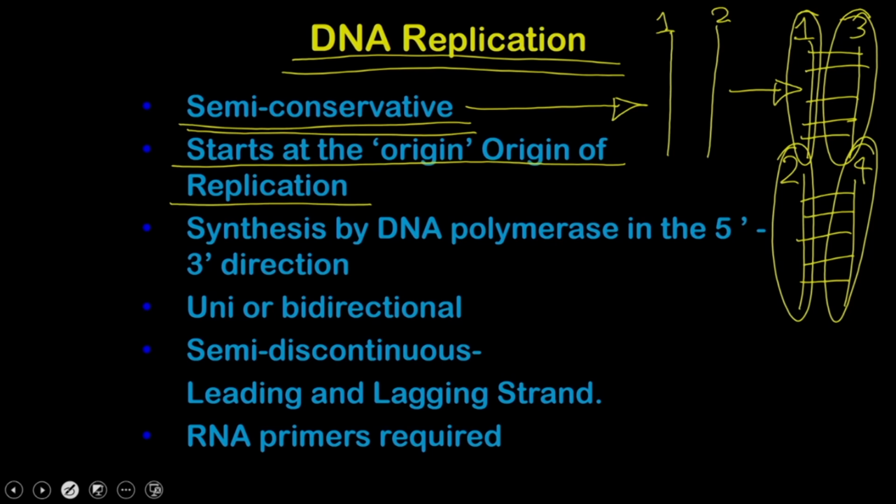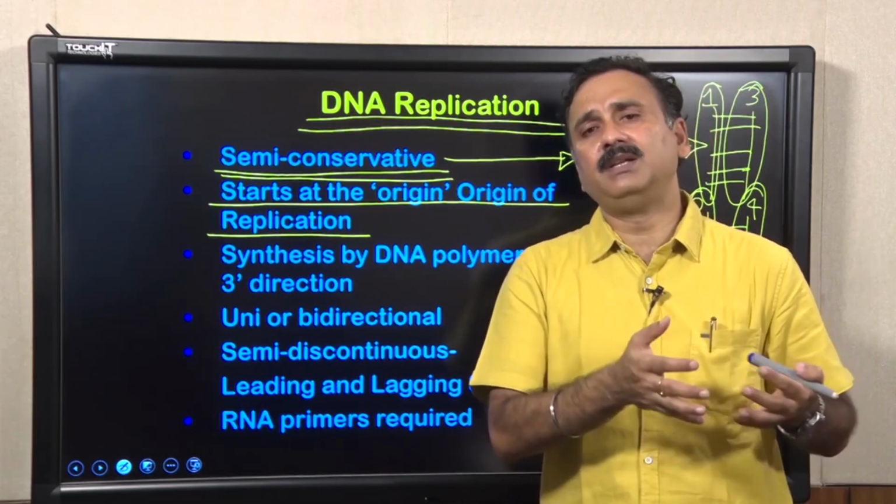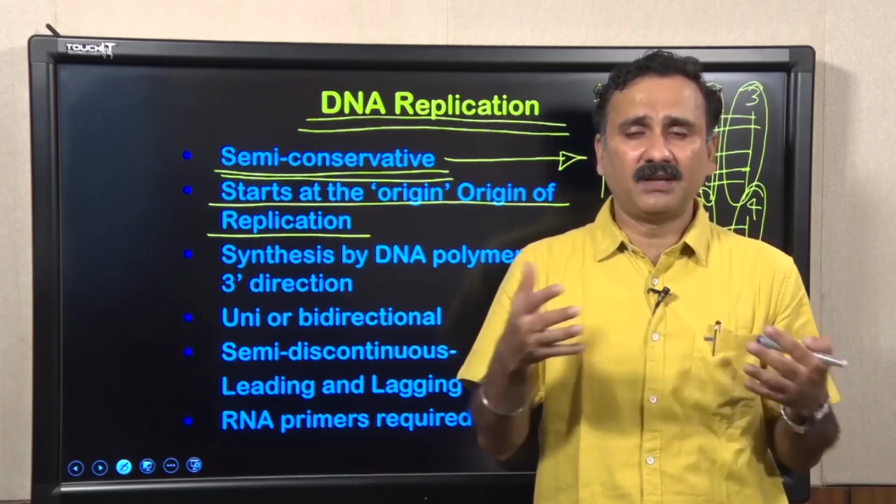DNA synthesis does not start at random places; it requires a place where it can start. That place is called the origin of replication. In the bacterial cell you have a single origin of replication, whereas in the eukaryotic cell you have multiple origins of replication, because the bacterial genome is smaller and does not require multiple origins. Compared to that, eukaryotic genomes are bigger in size.